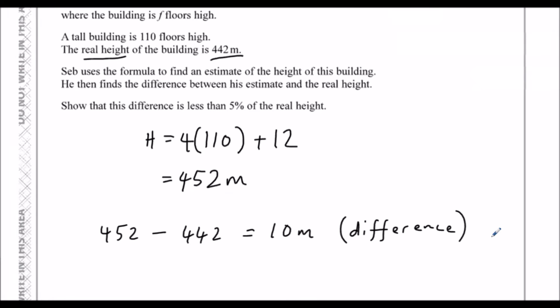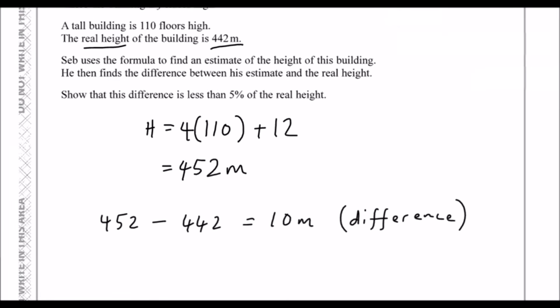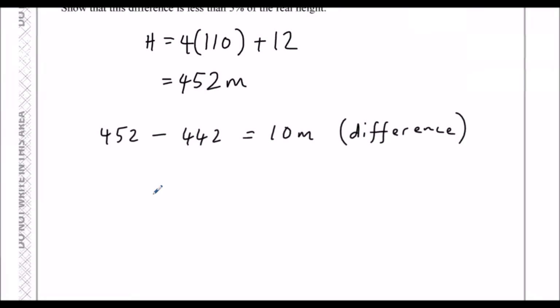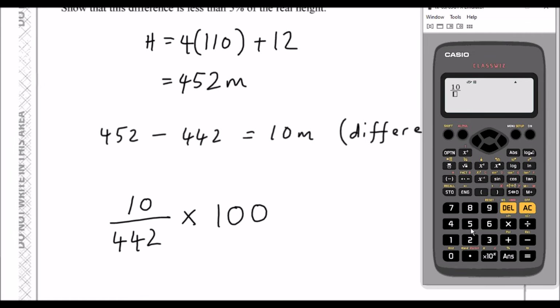Show that this difference is less than 5% of the real height. So the difference is 10 meters. The real height is 442 meters. So 10 over 442 is a fraction. That's what fraction it is of the real height. And to make it a percentage, times by 100. So 10 over 442 times 100. And it's, well, I've got 2.26%.